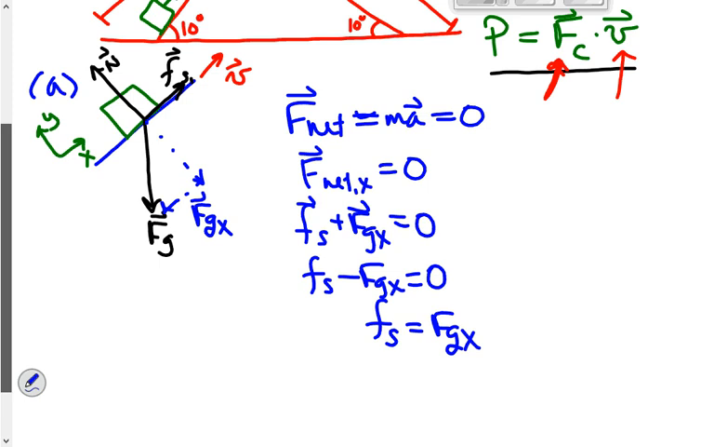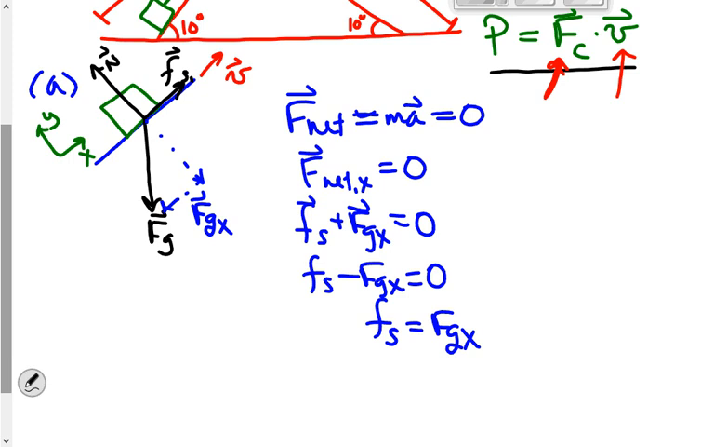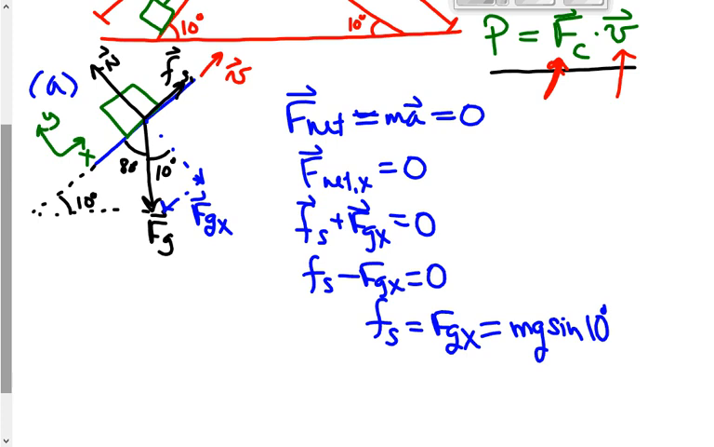And now we have to play that game with the angles. So I can kind of extend my triangle here. And what's this angle here going to be? 10 degrees. So that means this angle up here is 80 degrees, which means this angle here is 10 degrees. Okay. So FGX is going to be equal to what? mg sine 10. Which I know. I know what m and g are. I know what the sine of 10 is going to be.